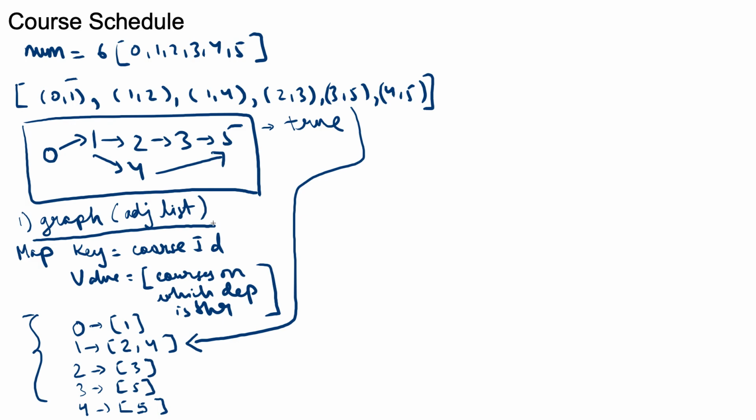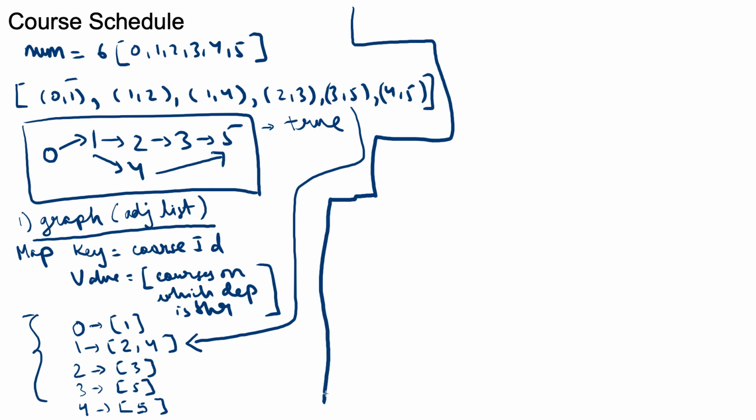Now let's focus on the creation of a procedure so that we can find out whether a cycle is there or not. So the second part of the solution is to find whether there is a cycle. For this, we will maintain two sets. Let's call the first set visited, and the second set we can call all visited.